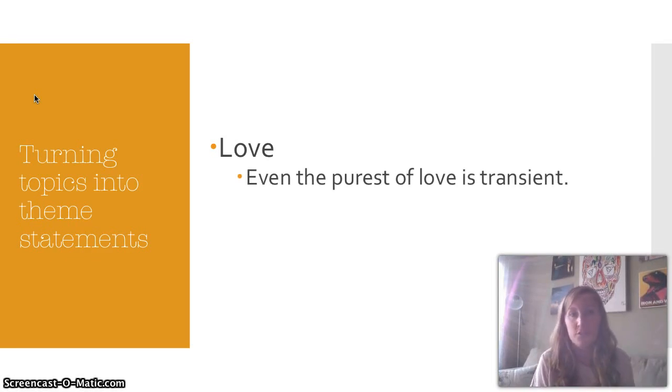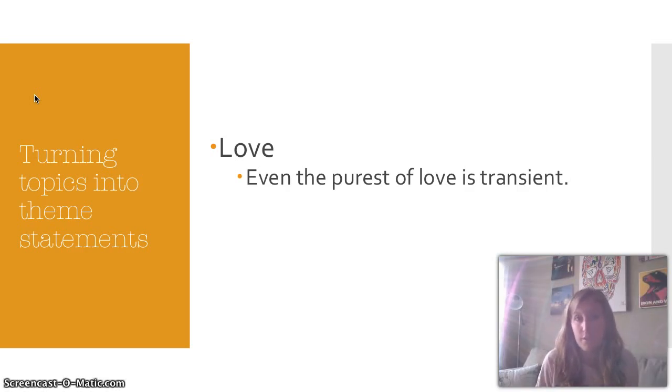Even the purest of love is transient. So transient means that it can't stay, that it isn't forever. Even though Miss Brown loved her students and her students loved her and they were children, it was a very pure love. It was really innocent and sweet. No matter how wonderful it was, it ended anyway. It's kind of a dark theme because obviously her death changed the lives of these children. They lost a lot of innocence in the process, but "even the purest of love is transient" is one of the themes that I pulled out based on the evidence of what I read in the story.